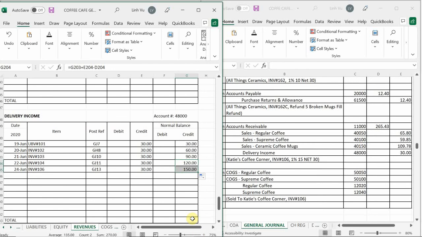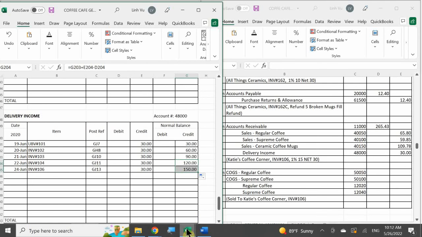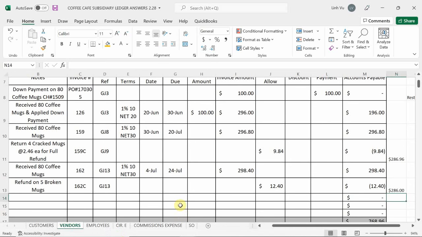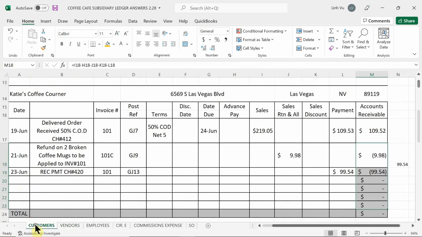Okay. So now that we've finished our ledger, let's go ahead and update Katie's account because now she owes me more money. Okay. So customers, perfect. We're already on Katie's account, right? Because she just recently paid. So in this case, right?